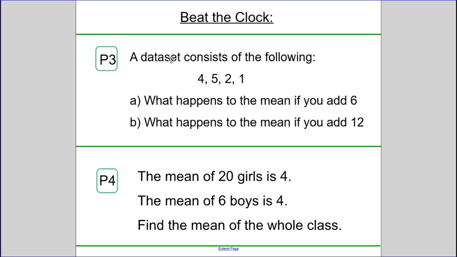Here's our beat the clock for today. So there's a P3 question and a P4 question. A data set consists of the following: 4, 5, 2 and 1. What happens to the mean if you add 6, and what happens to the mean if you add 12? The mean of 20 girls is 4, the mean of 6 boys is 4. Find the mean of the whole class.